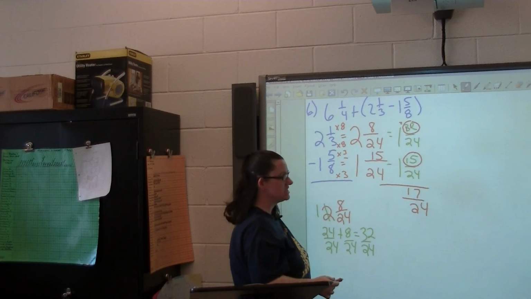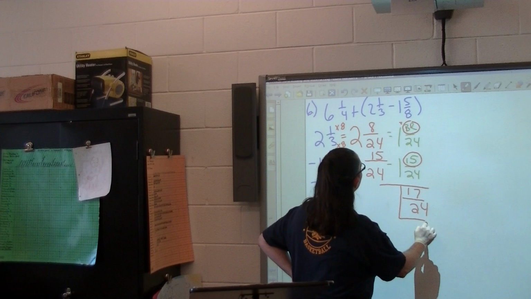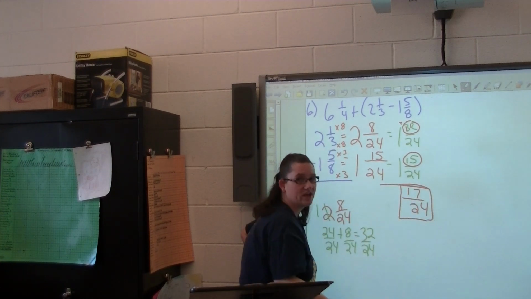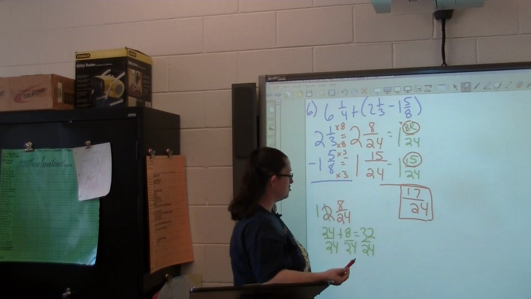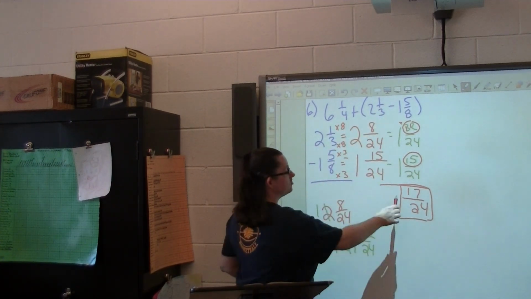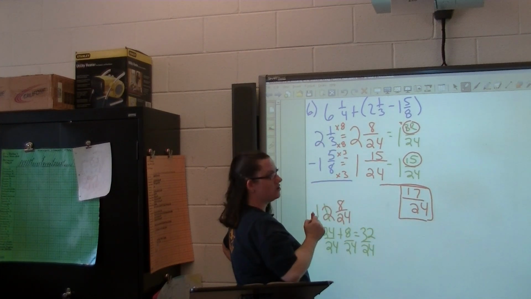Can I simplify 17/24ths any further? No. Good. So our final answer here for this first step, this is where you need to be careful. You feel like you've done a lot of work and you feel like you're done, but we're not. That is for the parentheses problem. So now I have 17/24ths. And now what do I have to do? I have to add what?